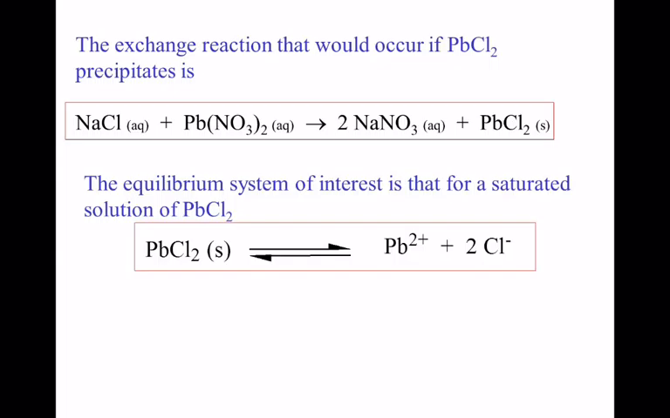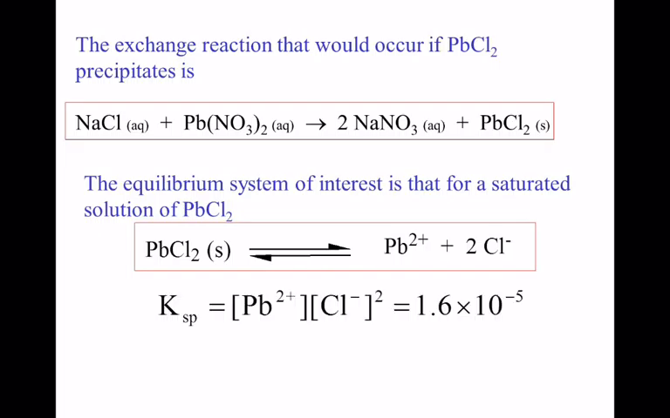And of course, hopefully what comes naturally after that is to write the KSP expression. So KSP is equal to the molar concentration of the lead 2 raised to the first power times the molar concentration of the chloride ion squared. And we know that our Q, or QSP, takes that same form, but it's a snapshot, just to emphasize this.